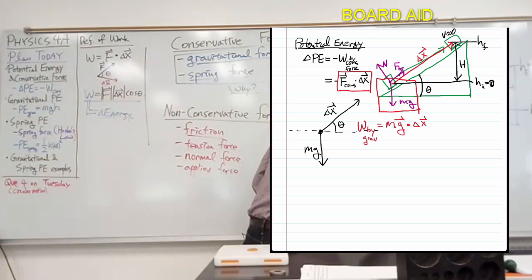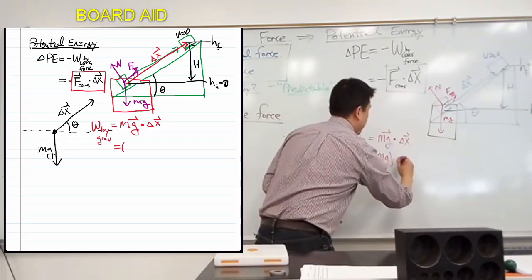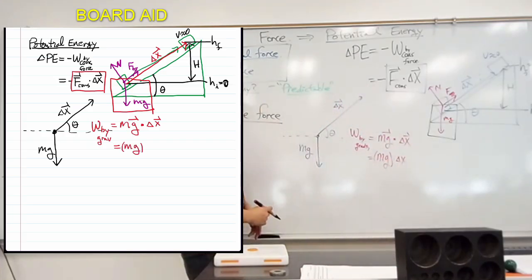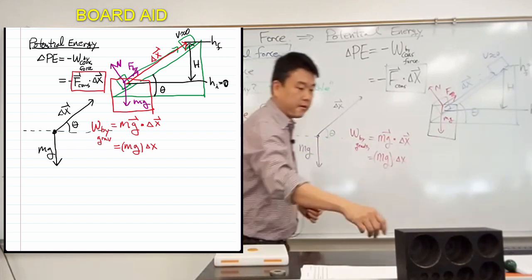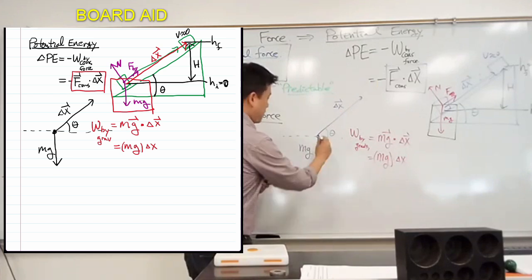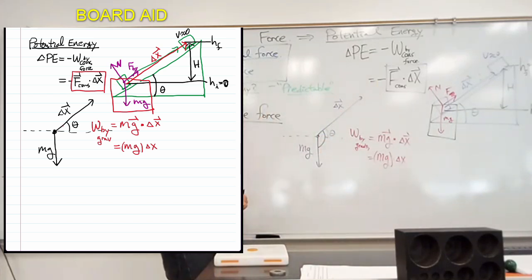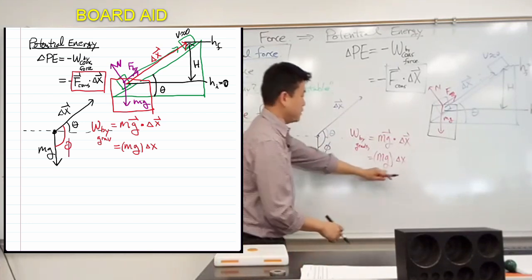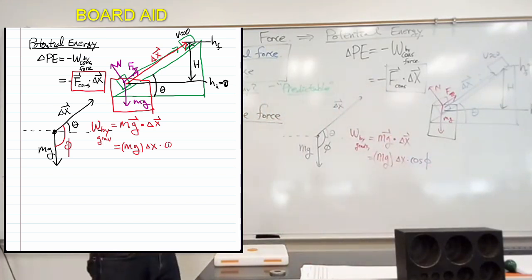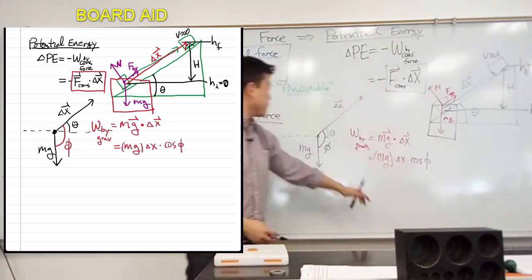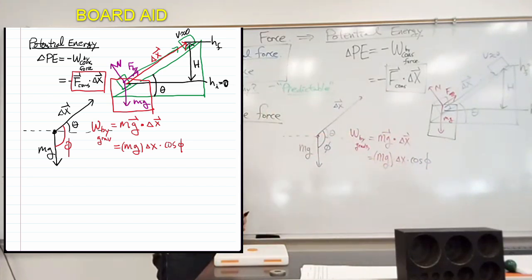Mg, so that's the magnitude, times the distance, delta x, times cosine theta. Is it this theta that it's talking about or a different angle? Different angle, right? It's talking about this angle here, the angle between the two vectors. So let me use a different symbol for this, phi. So it's mg delta x times cosine of phi. I want to express this in terms of theta.